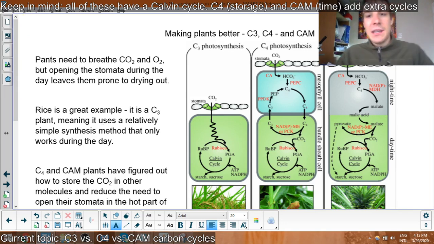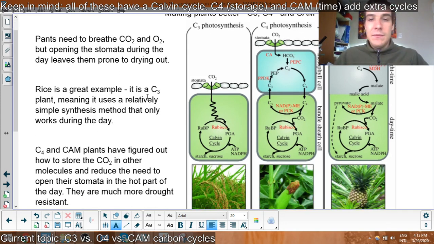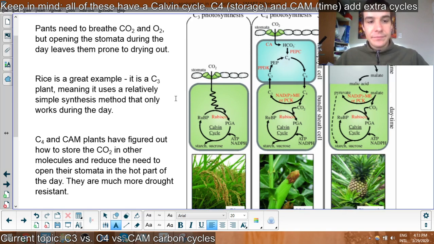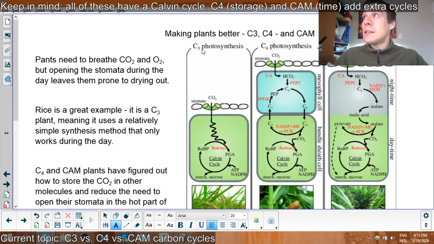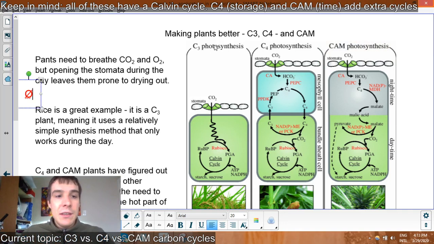You see C4 and CAM plants in drier places because there's an evolutionary drive to figure out how to prevent the water loss from the leaves. They've worked out some interesting ways to do it. C4 is a lot like C3. It's still just a carbon cycle. There's no other thing, but there's this extra cell here, the mesophyll cell, that takes in the carbon dioxide and runs it through a separate carbon cycle.